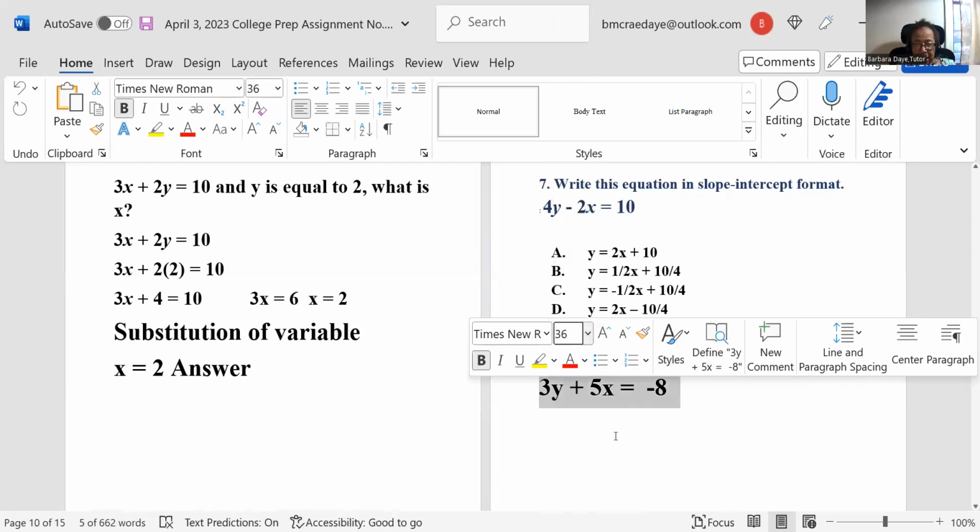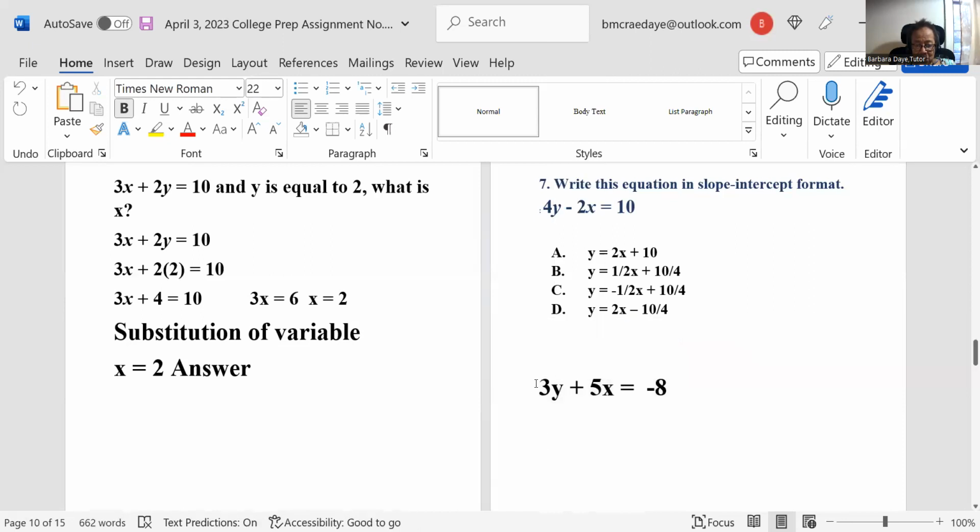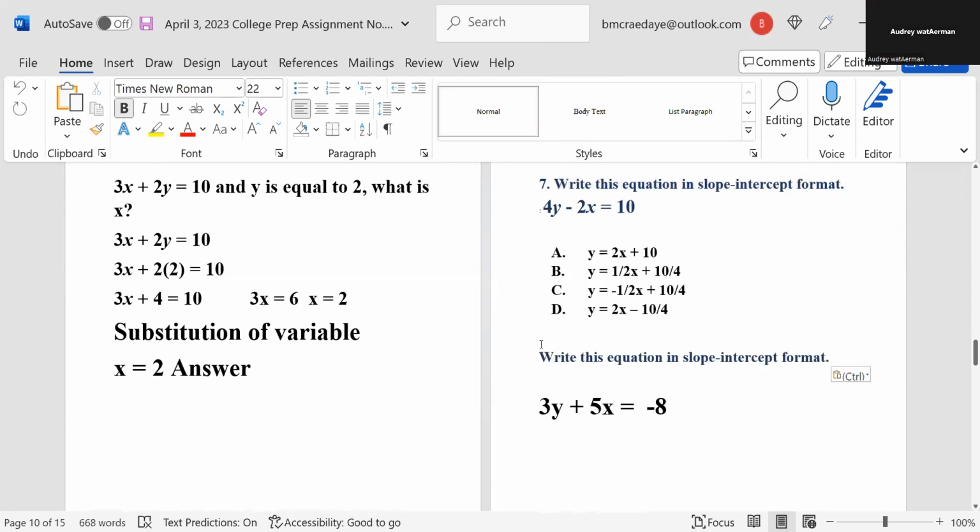All right. Now, this equation, 3y plus 5x equal minus 8. I want you to write this equation in slope intercept format, just like we did this one. Okay, so just put it here. Write this equation in slope intercept format. I want everybody to do that.